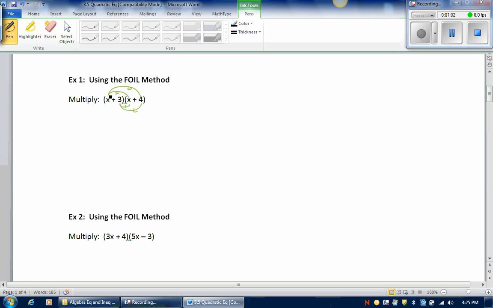So my first term's x times x, which is x squared. X times a positive 4, which is 4x. Positive 3 times x is a positive 3x. And the last, positive 3 times positive 4, is a positive 12. We're going to combine those center terms. They're like terms. 4x plus 3x is 7x. And there you have it.